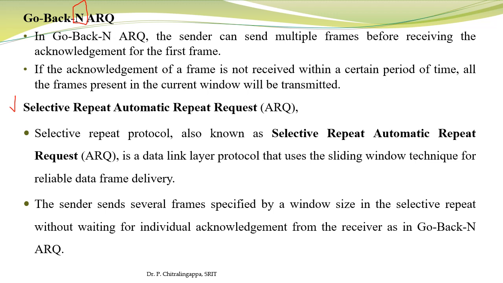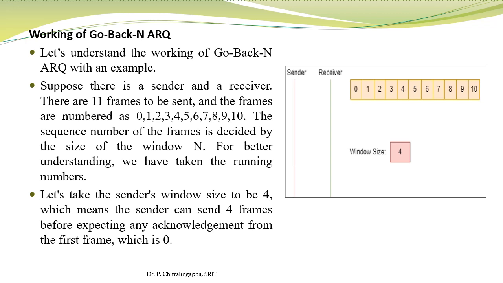Selective repeat protocol, also known as selective repeat automatic repeat request, is a data link layer protocol that uses the sliding window technique. The sender sends several frames, specified by a window size, without waiting for individual acknowledgements from the receiver, as in go back N ARQ. This is the original scenario: sender and receiver. We are going to send 10 frames. Window size is 4.